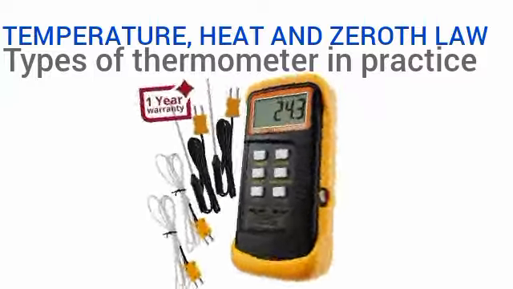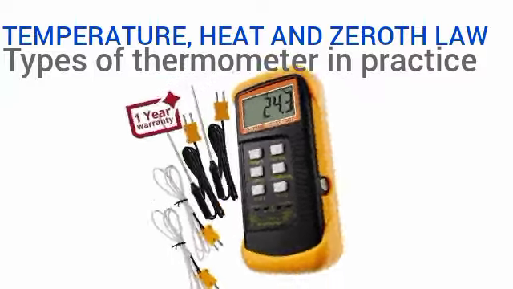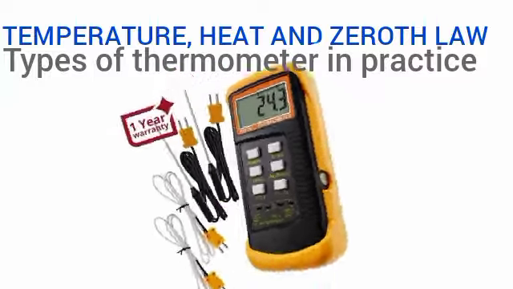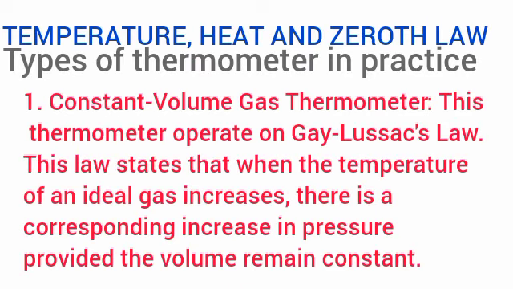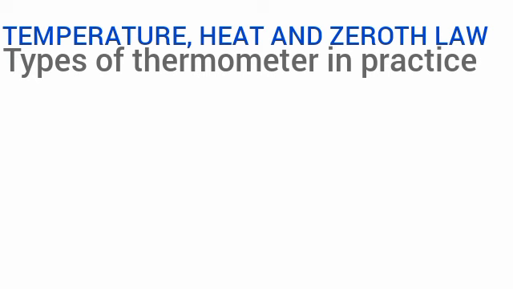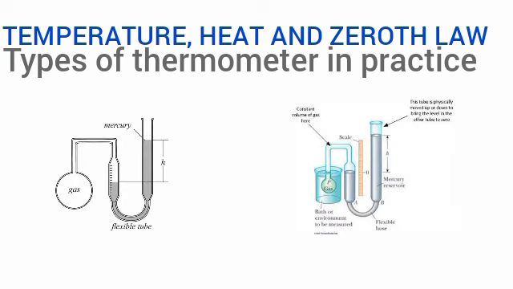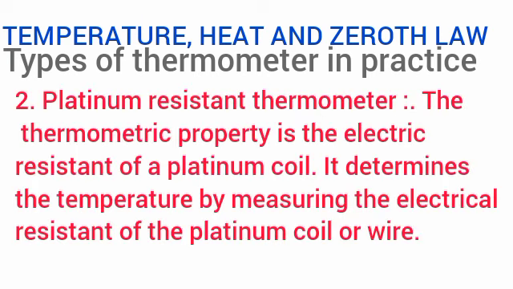Let's talk about the types of thermometer in practice, or which are currently in use. We have the constant volume gas thermometer, which operates on the principle that the pressure of an ideal gas increases with temperature provided the volume remains constant. These various thermometers, as you can see being displayed on the board, have some calculations which we will treat separately from this video.